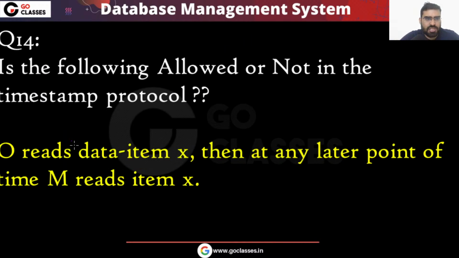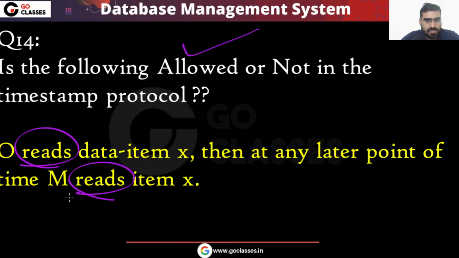Okay, what is the answer for this one? For this question, O is reading, M is reading. No problem. This is not even a conflict. This is allowed. There is no conflict here. So I can say this is not even a conflict pair.